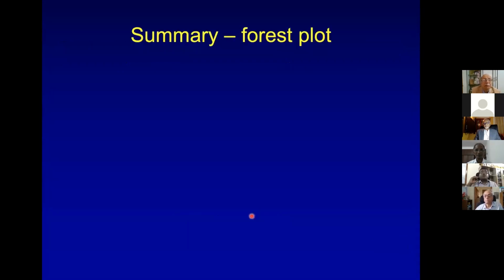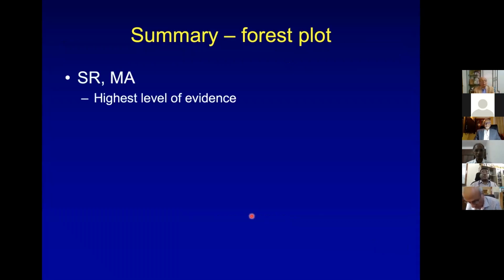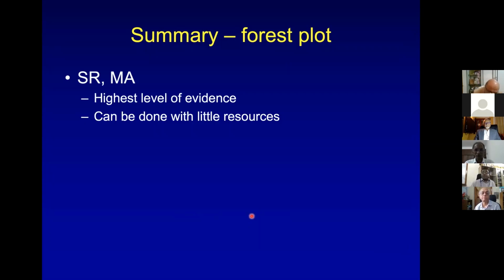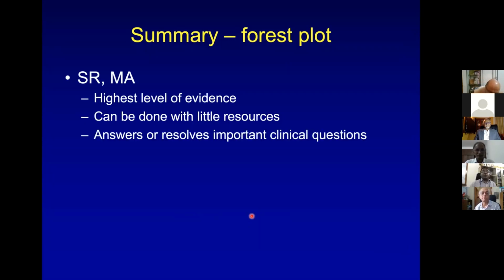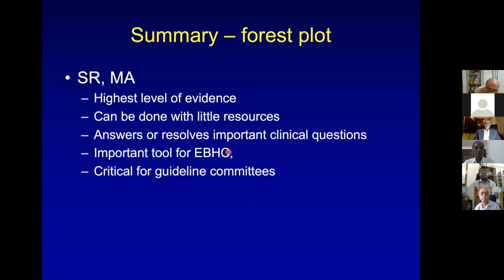So friends, to conclude, and to give you a summary of the forest plot, just before that, a systematic review and a meta-analysis gives us the highest level of evidence, can be done with little resources, a bunch of people sitting anywhere. Even if there's a lockdown, we can conduct this research in many parts of the world. It answers or resolves important clinical questions. It is an important tool for evidence-based healthcare, and it's critical for guidelines committees. So all guidelines committees use systematic reviews and meta-analyses to make their decisions.